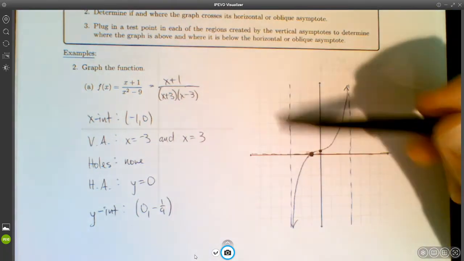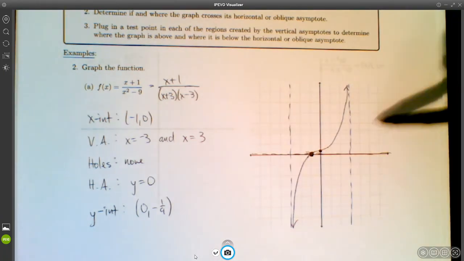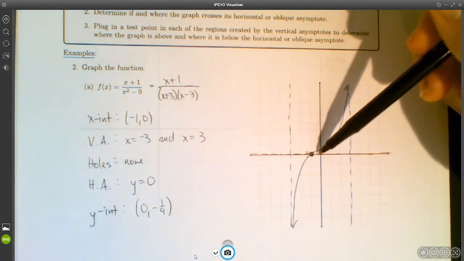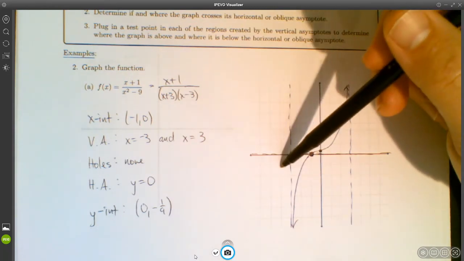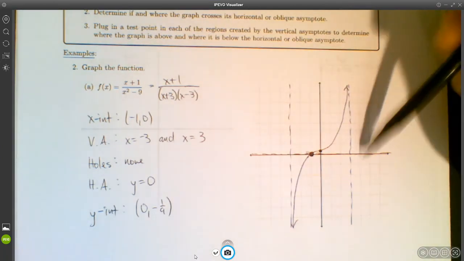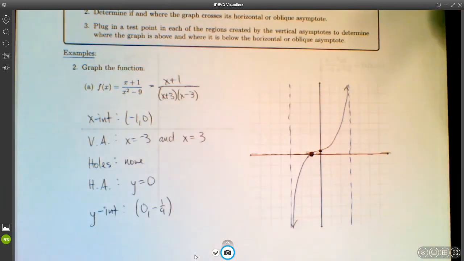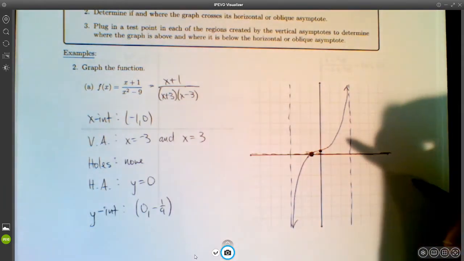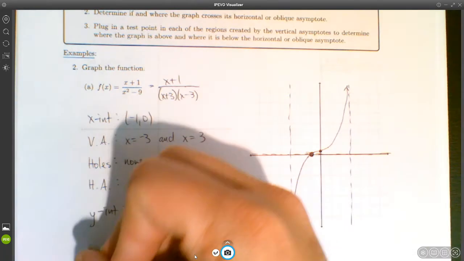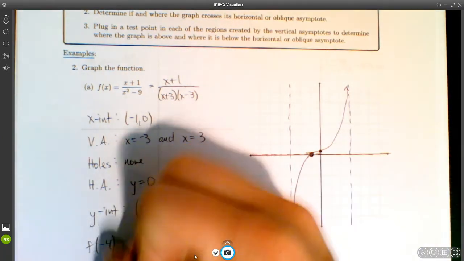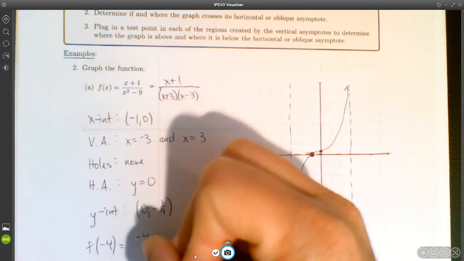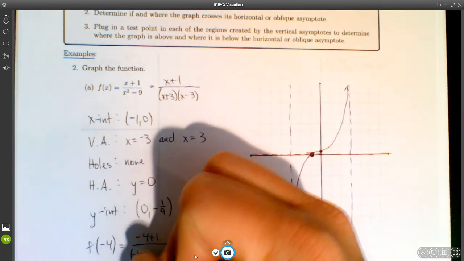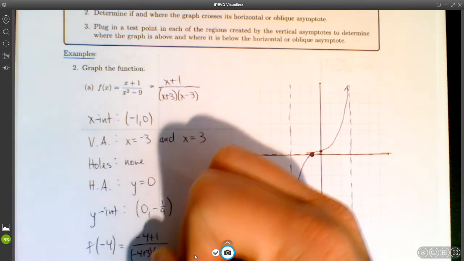Now the question is, what's going on over here and what's going on over here? So to find that out, we're just going to plug in some test points. Like I'm going to plug in negative 4 to see if the graph is above or below this horizontal asymptote. And the same thing over here, I'm going to plug in positive 4 to see if I'm above or below the horizontal asymptote. So if I plug in negative 4, f of negative 4, that's negative 4 plus 1 over negative 4 plus 3 times negative 4 minus 3.